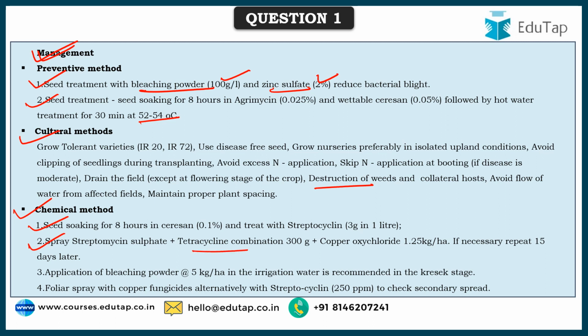sulfate plus tetracycline combination or plus oxychloride. All these can be done simultaneously. If necessary, repeat it 15 days later. Again, application of bleaching powder at the rate of 5 kg per hectare in the irrigation water is recommended in the crescent stage. This exclusively is in crescent stage. Foliar spray with copper fungicides alternatively with streptocycline 250 ppm to check secondary spread. So these are the important ones.